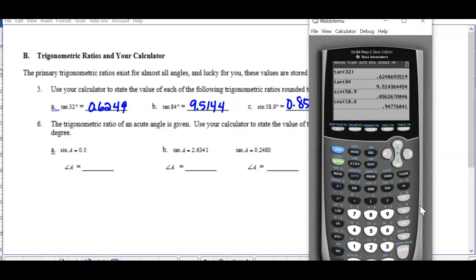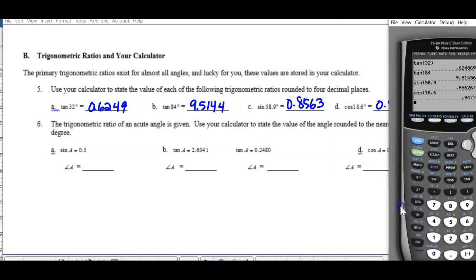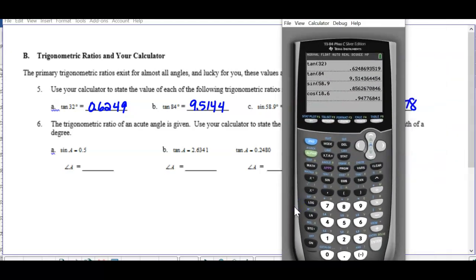Okay? The trig ratio of an acute angle is given. Use your calculator to state the value of the angle rounded to the nearest degree. So for these, we have to work backwards. We have to do the inverse of sine. So here, to get angle A, the inverse symbol is -1, which looks like an exponent. It really isn't. It means sine inverse of 0.5.